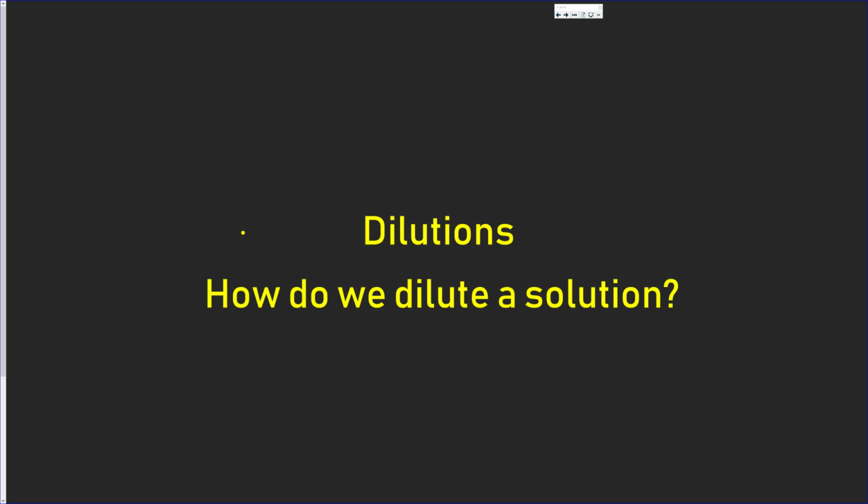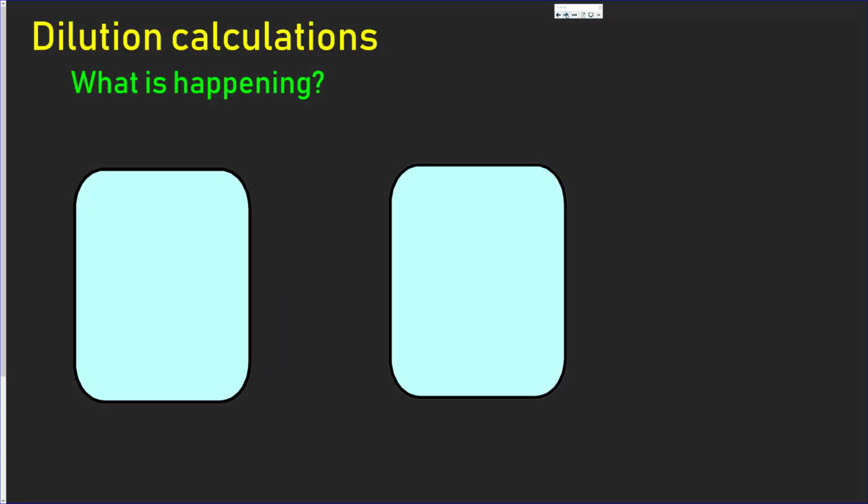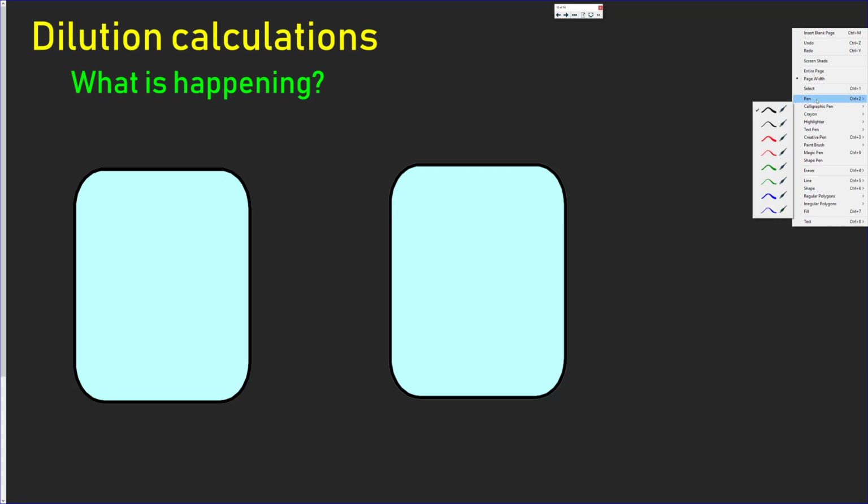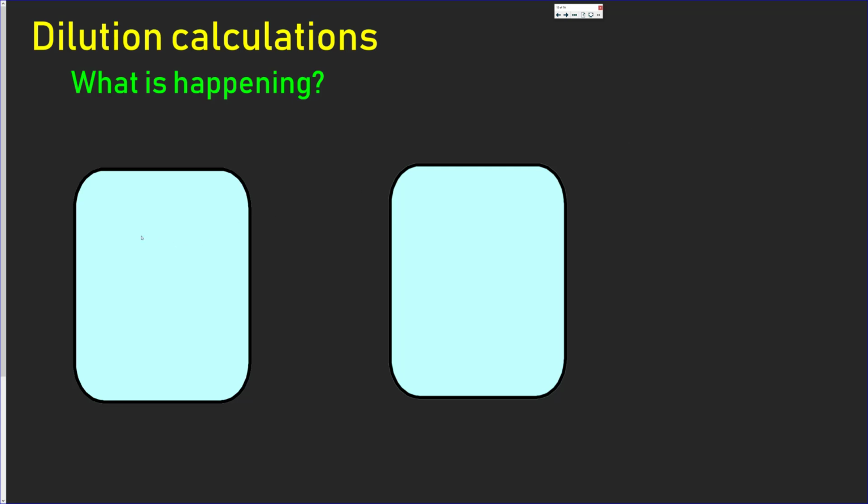So this video is all about dilutions, how do we dilute a solution, and how do we calculate for that. To begin, what exactly is happening in a dilution? Well, dilution basically is that you start off with a solution with a known concentration, and you're making a more diluted amount, or a solution with less solute.